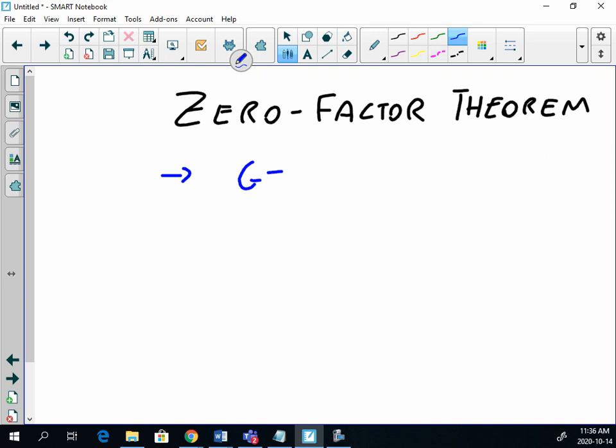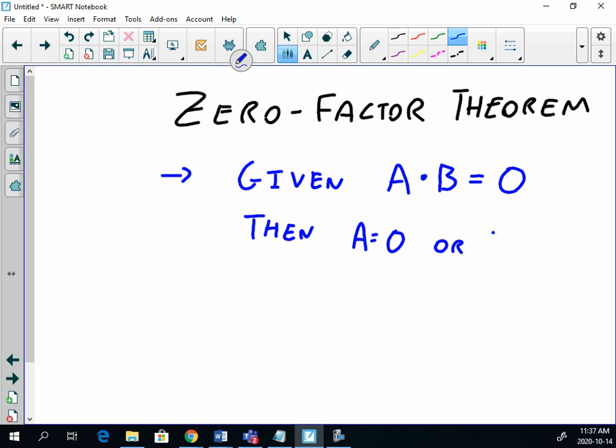If we have some sort of expression where I'm multiplying two things together, so some variable A multiplied by some variable B, and the result of multiplying those things together is 0, then one of two things must be true. Then A is 0, or if it's not, B is 0. In other words, if I have a multiplication that results in 0, one of the two things that I'm multiplying, one of the two factors, has to be 0.